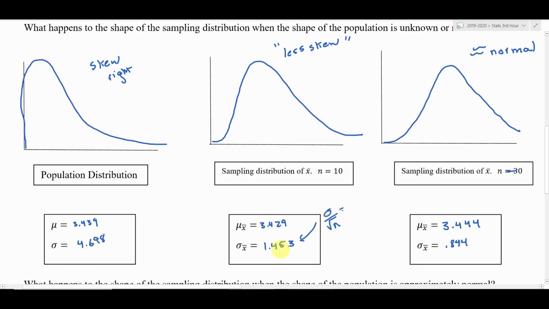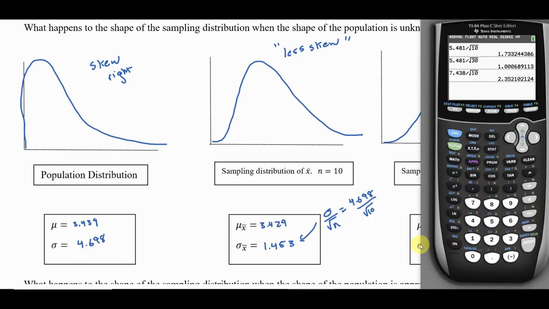So in our case, for this experiment, we're going to take 4.698 and divide it by the square root of 10. And let me show you what happens on the calculator when we do that. We should get something close to 1.453. Yeah. All right, so we got 1.485, 1.453. See, it's really close.